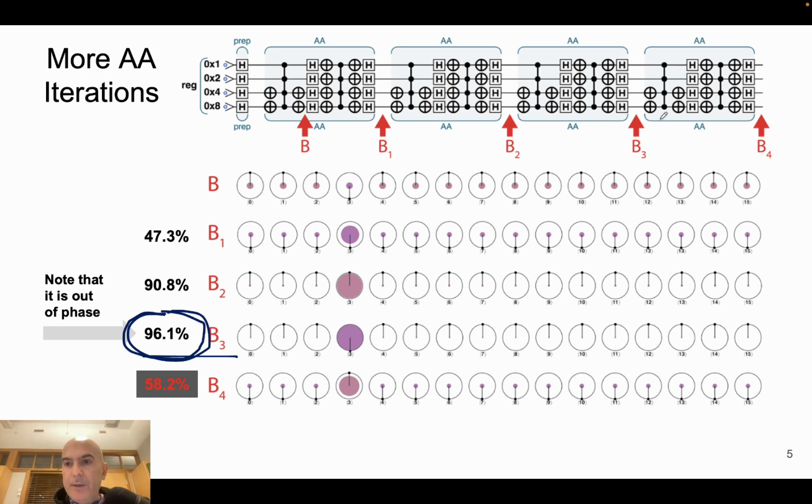But then after the third iteration, the probability of observing the flipped values drops to 58%. So increasing the number of iterations improved things up to three iterations. After that, it goes down.